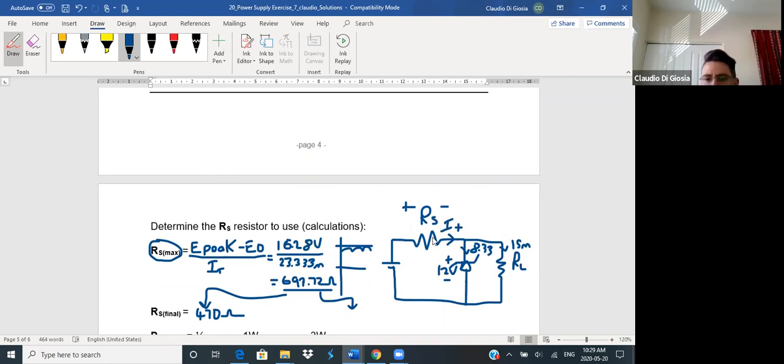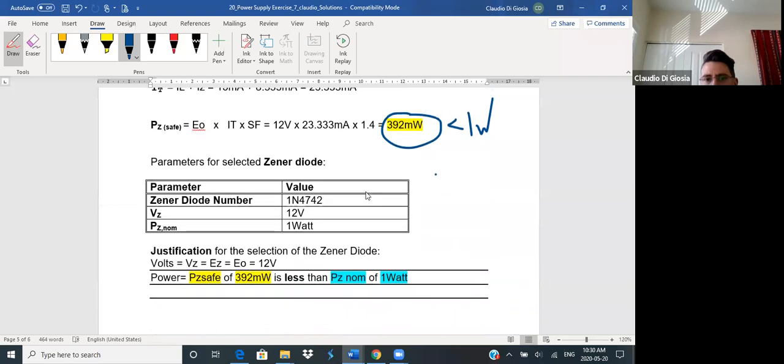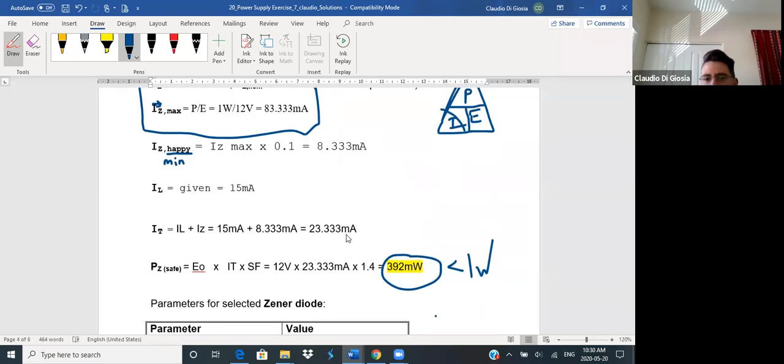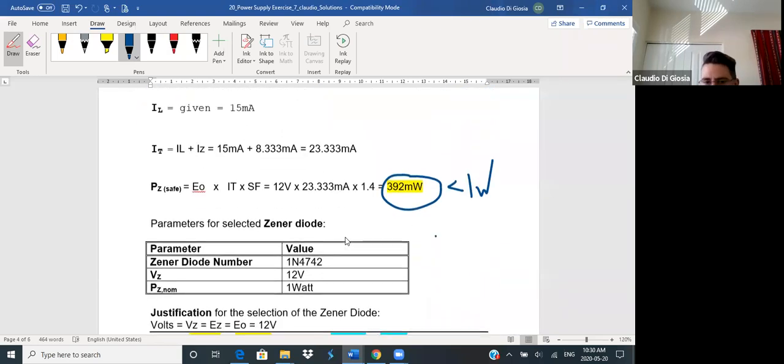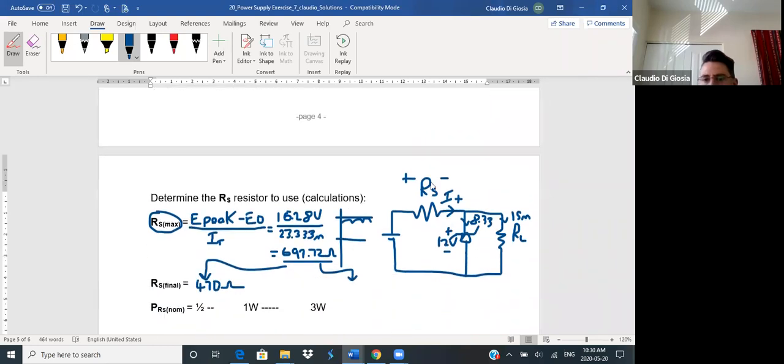So I have 16.28 volts across here. Now I want the resistor value. R is equal to E over I. That IT, I've also calculated here, 23.33 milliamp. So I have the two variables that I need to get the resistor value. I have the voltage across here, and I have the current across here. This is the voltage, this is the current. That gives me 697 ohm.